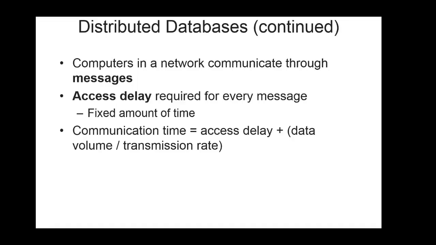Normally, to access data rapidly in a distributed database, we attempt to minimize the number of messages. The length of time required to send one message depends on the length of the message and also on the characteristics of our network. A fixed amount of time is sometimes called access delay. The communication time is equal to access delay plus the data volume over transmission rate. So this is the formula for message transmission time.